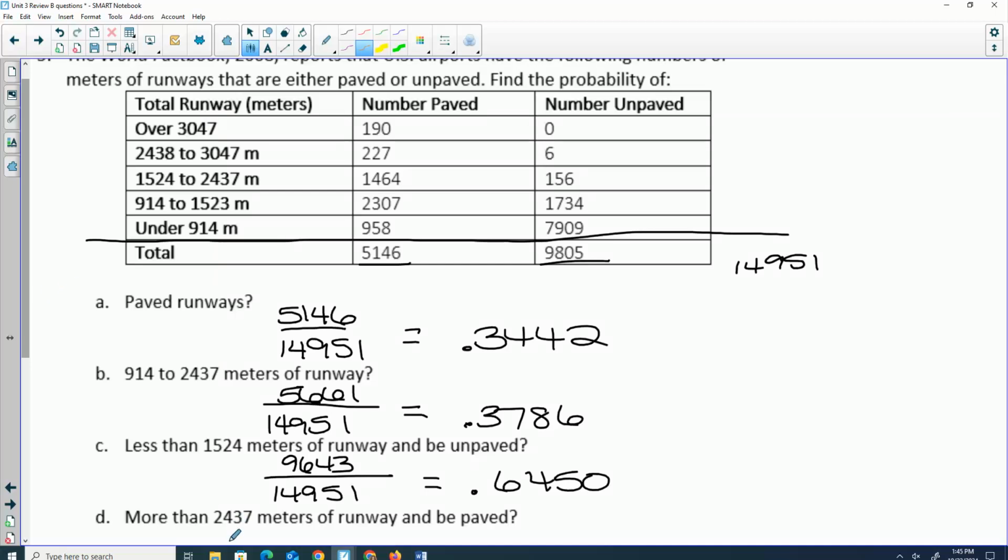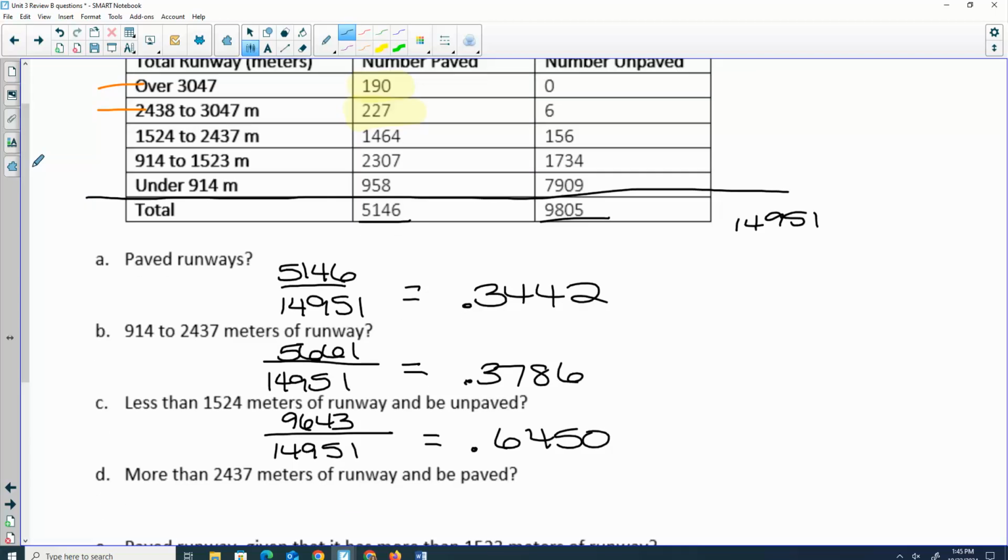The next one, more than 2,437. So more than 2,437 is the first two categories, and paved. So over that and paved, it'll be just those two numbers. $417. Zero two seven nine.